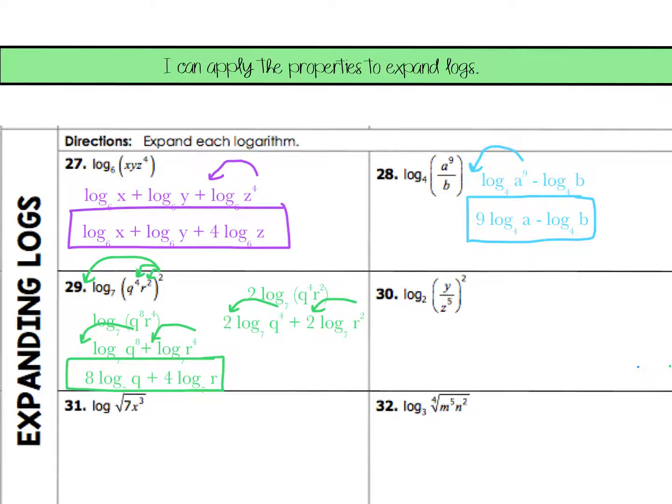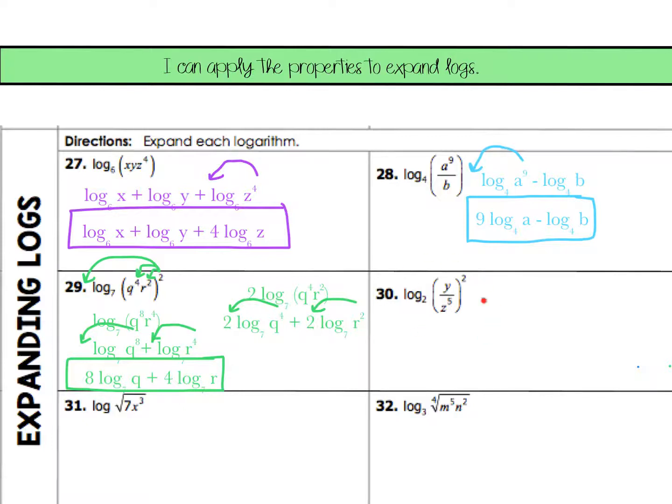But just make sure you don't lose any details, because what can happen here is oftentimes a student will say 2 log base 7 of q to the fourth, and they'll forget to put that 2 over here, and they'll just say log base 7 of r squared. So if it makes sense to distribute right away, go for it.